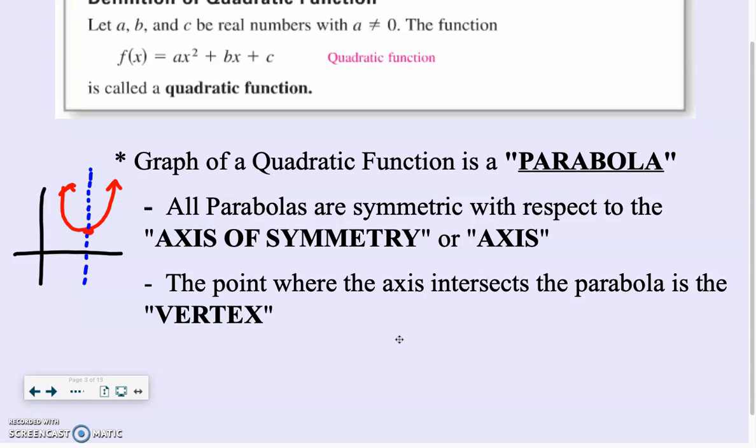I've already used this term probably 50 times today, but the point where the axis intersects the parabola, that minimum point or that maximum point, is referred to as the vertex. Pretty important. It's like the most important point, considering we're going to be striving to get into what we call vertex form. We want to be able to find that vertex. If you know where the vertex is, you know where your parabola goes and what it looks like. Okay, any questions so far?